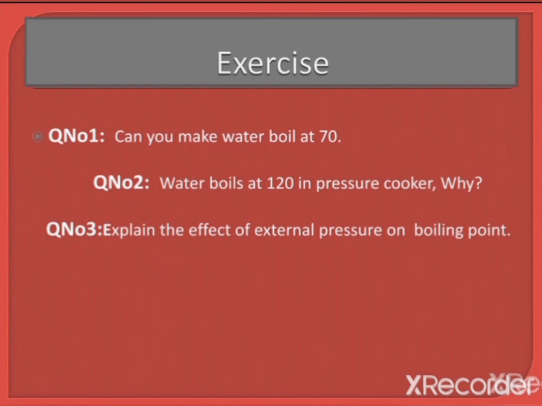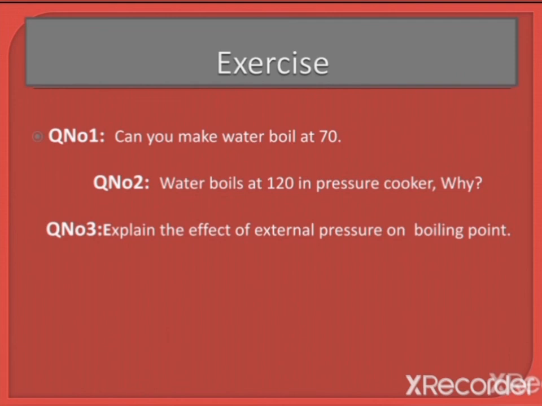I will give you some questions which should be solved in your own words, and the answer should be very brief. Question number 1. Can you make water boil at 70 degrees centigrade? As I have already told you, the boiling point of a liquid is directly related to atmospheric pressure. Higher the atmospheric pressure, higher is the boiling point. Lower the pressure, lower will be the boiling point.